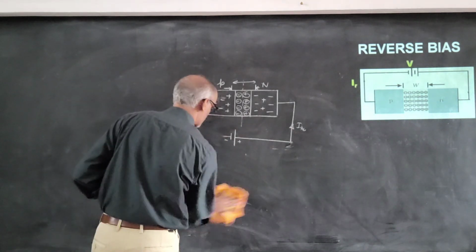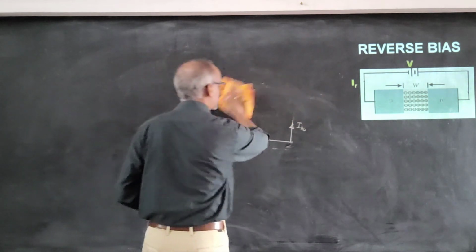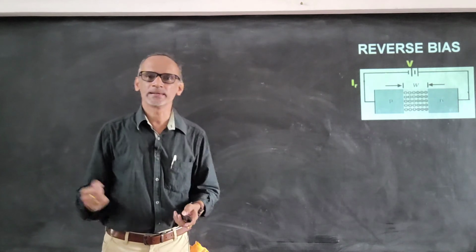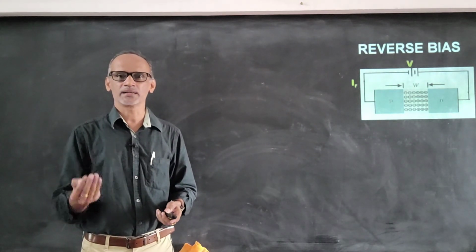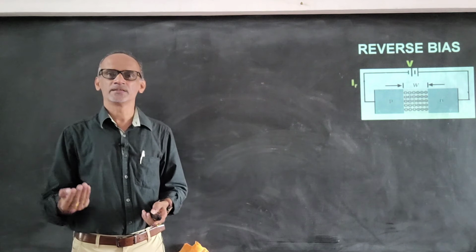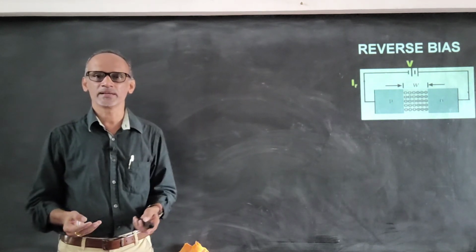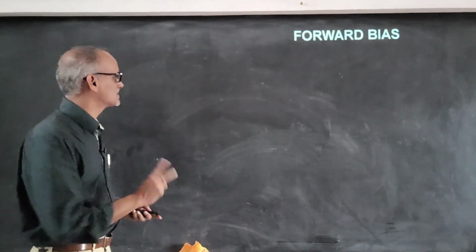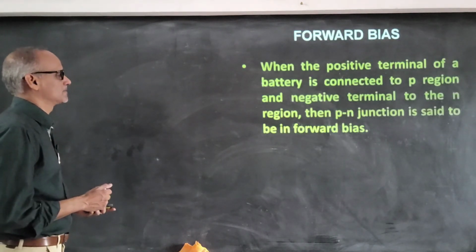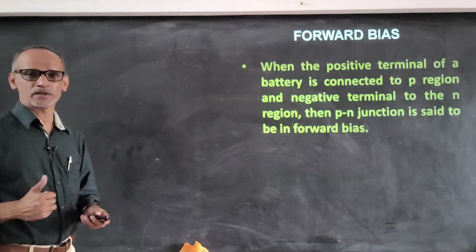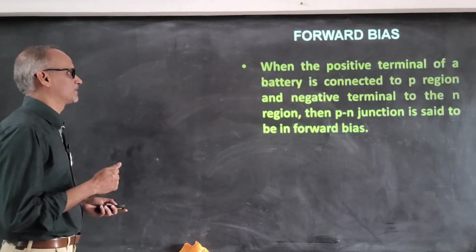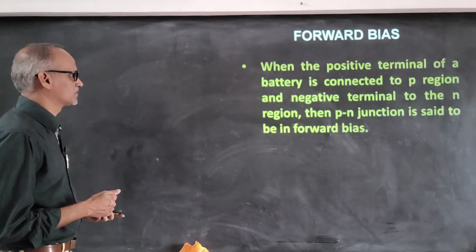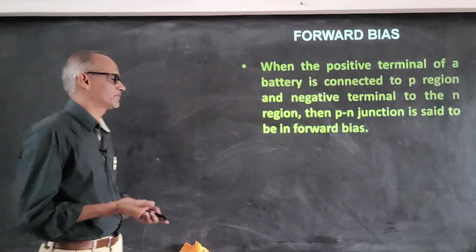So the conclusion from the forward and the reverse bias is that the diode conducts only when it is in forward bias, and it does not conduct in reverse bias. It conducts, but the conductivity is very, very low. Therefore, it has a unidirectional property. So let us see the differences between the forward bias and the reverse bias. When do we say that the diode is in forward bias? When the positive terminal of the battery is connected to the P region and the negative terminal to the N region, then the PN junction is said to be in forward bias.